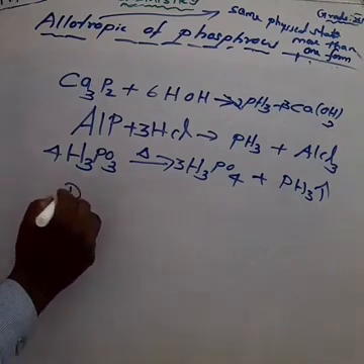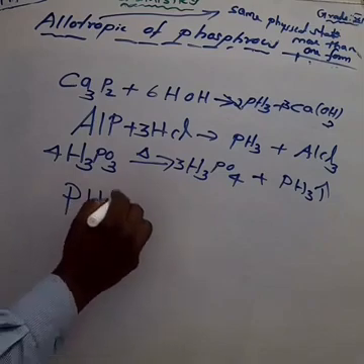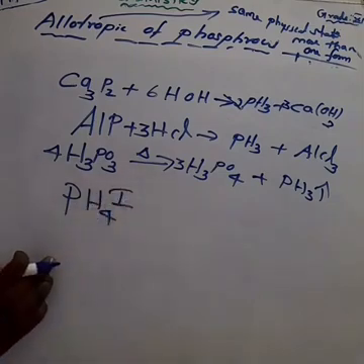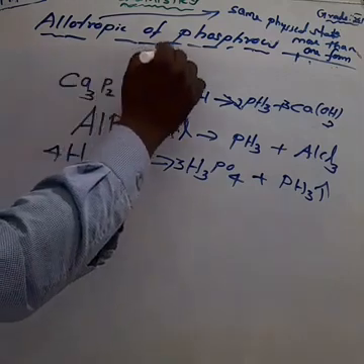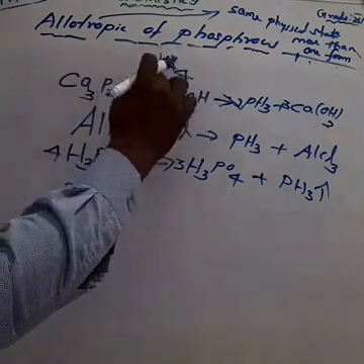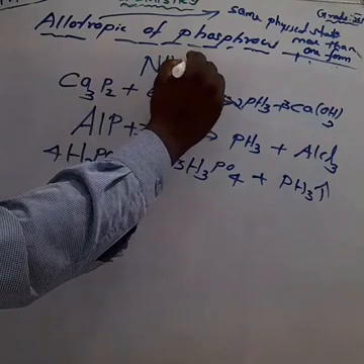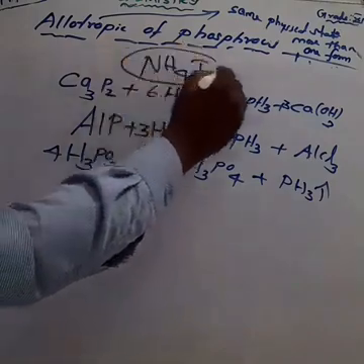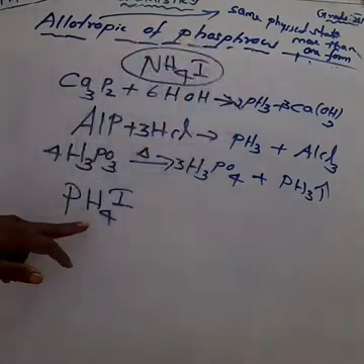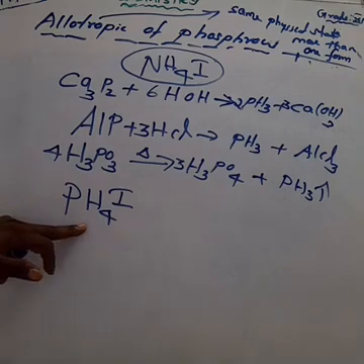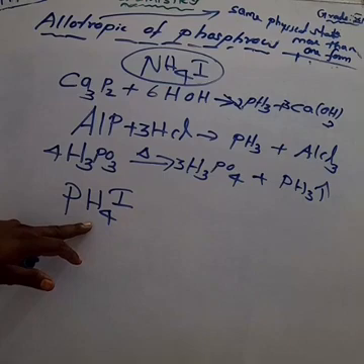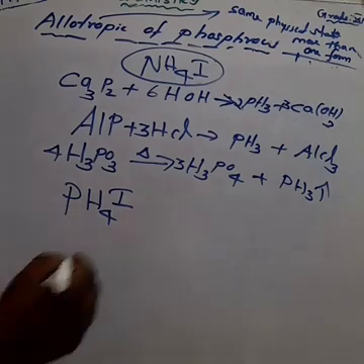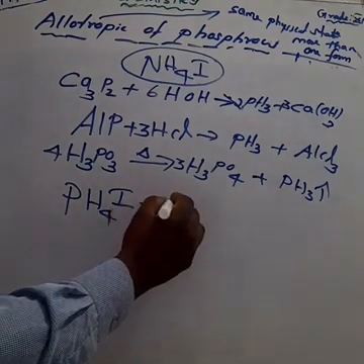a substance called phosphonium iodide. All of you know the formula for ammonium iodide. What is the formula for ammonium iodide? Ammonium means NH4, so ammonium iodide is NH4I. Like that, phosphonium iodide means PH4I. Phosphonium iodide reacts with caustic soda solution.